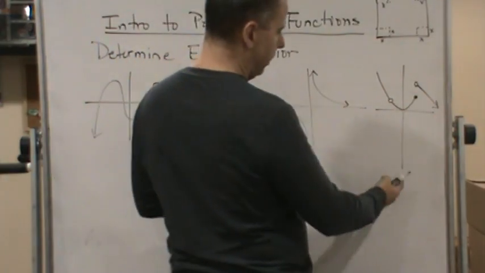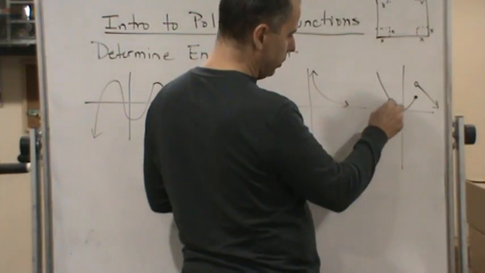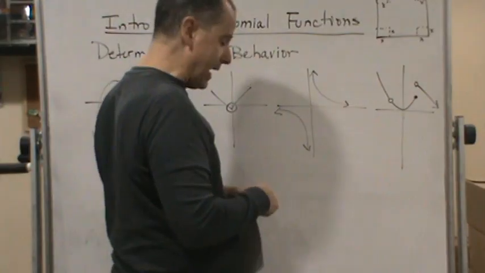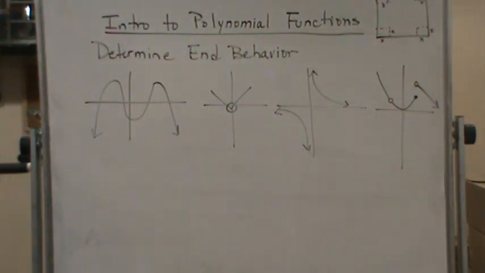Okay. Here we've got this piecewise function, let's say, right? And we've got a hole in the graph. Right here we've got a jump in the graph, so this is not continuous. Okay. So just to review and reiterate what we understand about polynomial functions: they are both continuous and smooth.